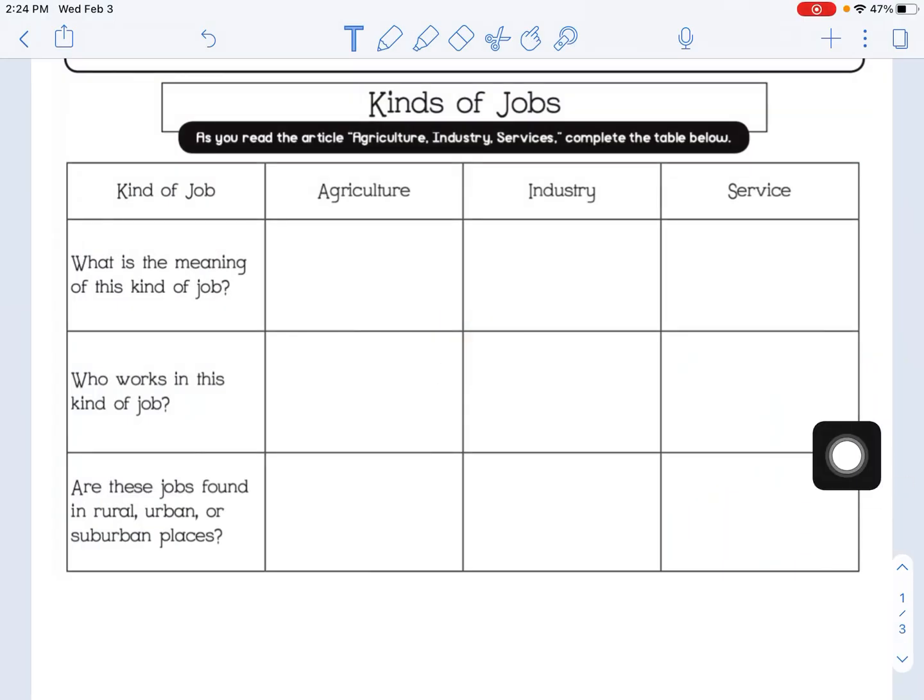I would like these in complete sentences. So when you are filling these out, please don't just write the job title. Make sure you're writing them in complete sentences. You may have to make your text a little smaller in order for it to fit in your boxes there.